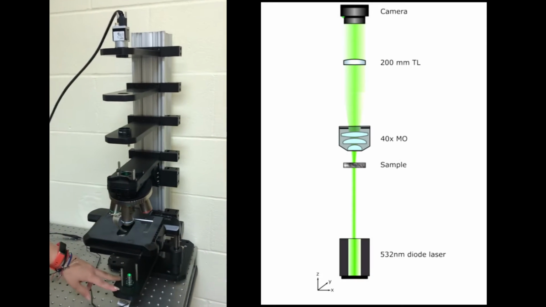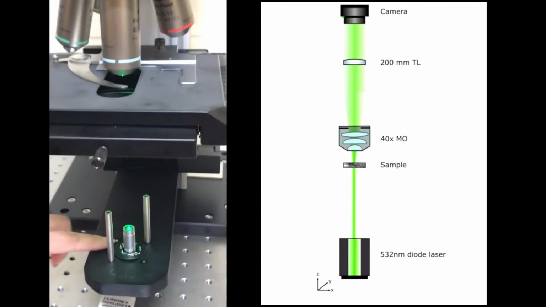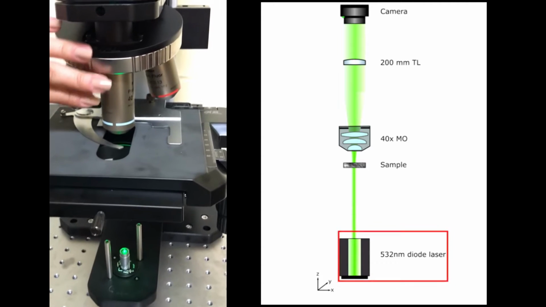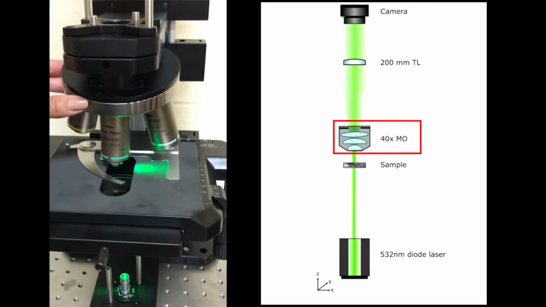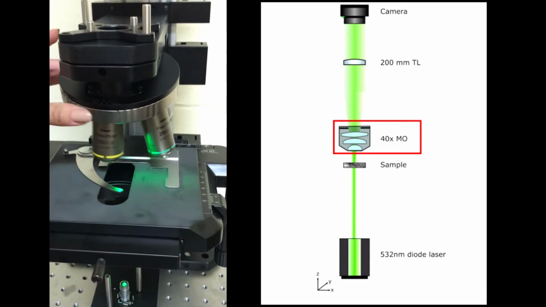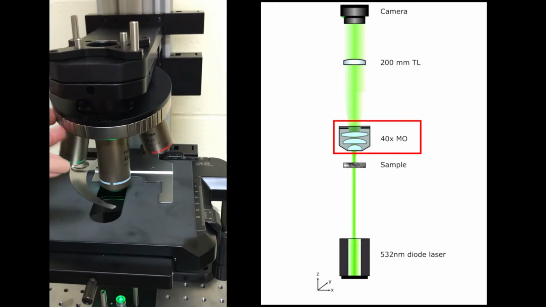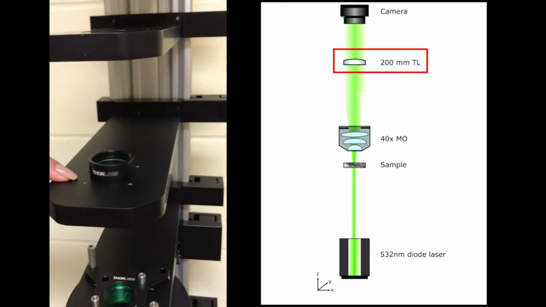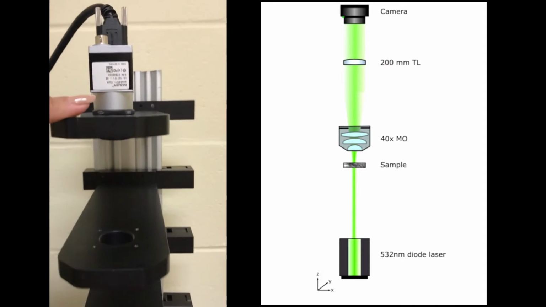First, we will start with a coherent-based optical microscope, which has a laser that is the illumination source, an objective nose piece in which 5 microscope objective lenses with different magnifications can be attached, a tube lens with fixed focal length, and finally a digital camera to record images.